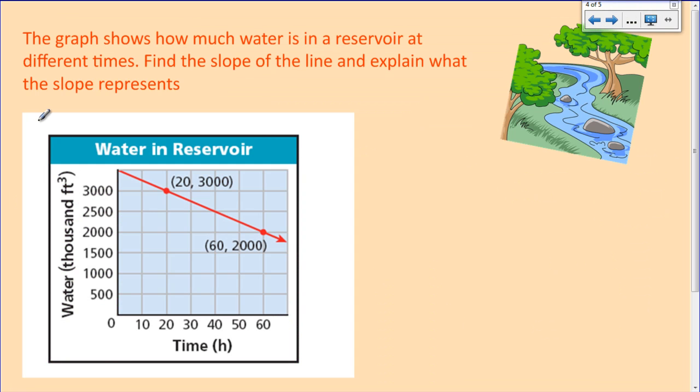So the next problem gives you a graph and it says the graph shows how much water is in a reservoir at different times. Find the slope and explain what it represents.